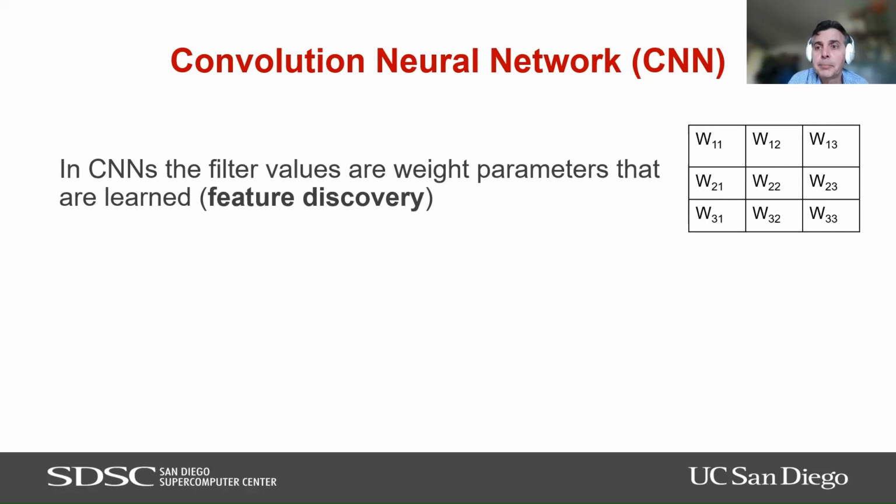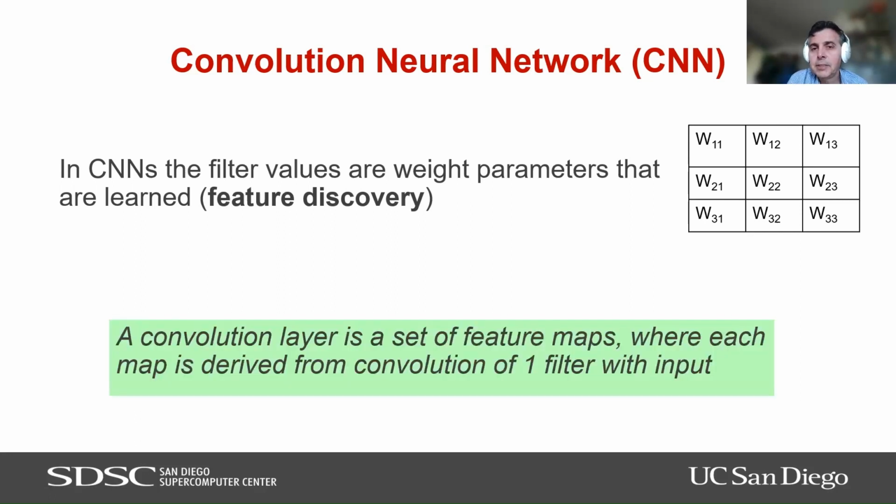And people have been doing this for a while. But the problem is we had to come up with those gradients. We had to come up with that filter. We were feature engineering in this case. But we'd like to do feature discovery. It's kind of hard to know what features you always want to have in some image processing or classification task. So if we think of this as weight parameters, a convolution layer is a set of feature maps where each input map is derived from the convolution. And in neural networks, we're going to learn these parameters.